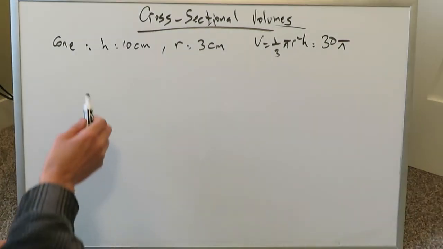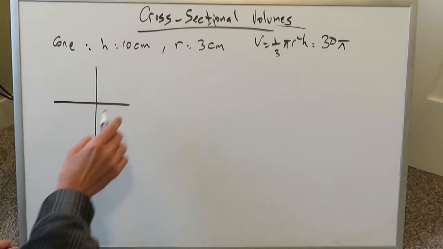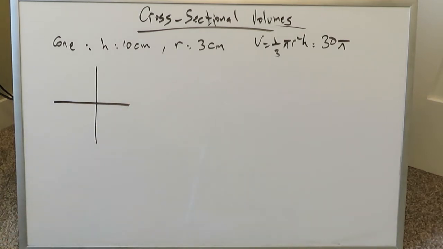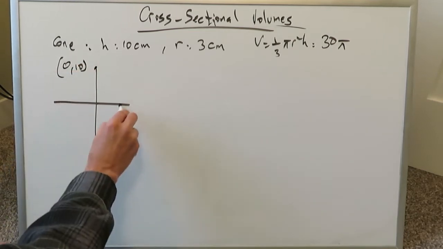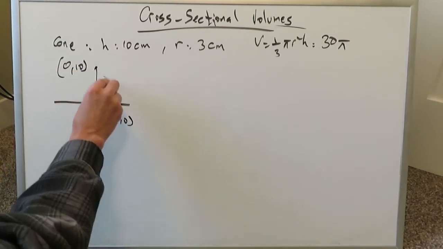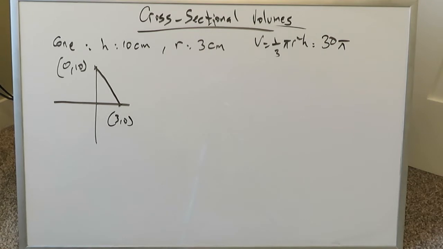A good way to start this is to start with an XY plane and we map it out exactly what we have, the height and the radius. The height will right here be (0, 10). The radius here can be (3, 0), and you have to find this line, the equation of this line, because that'll feed into that entire integral formula.